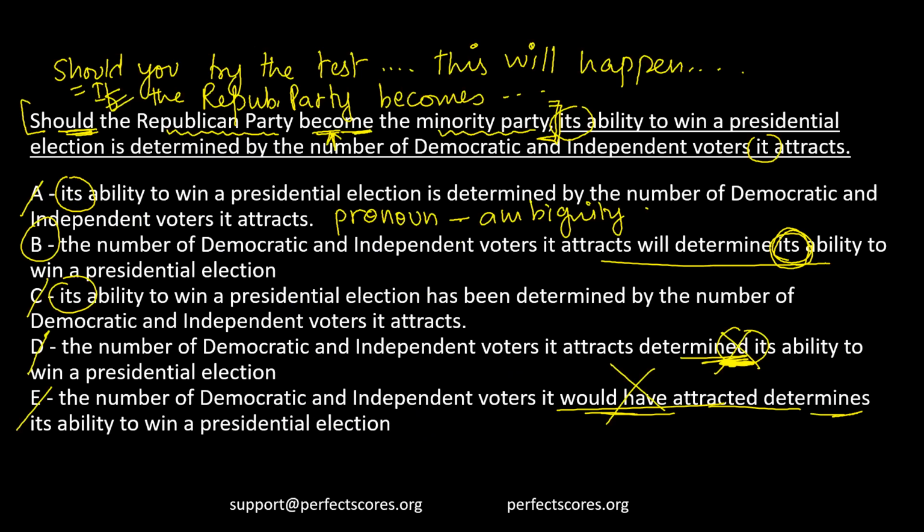Okay. Should the Republican Party become the minority win? I think apart from the pronoun ambiguity, there's also this question of this one is determined by, because we're talking about something hypothetical, so most probably we should be using the future tense here. This will happen. Okay. Thanks. Yeah, that's all. Thank you. Okay.